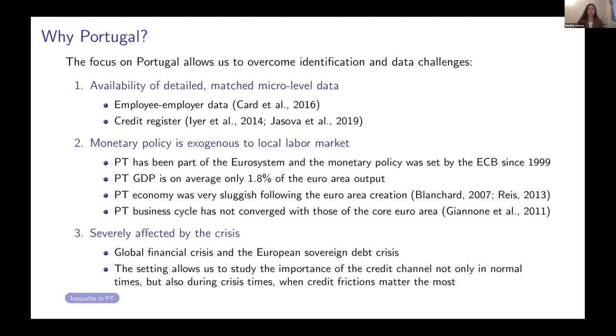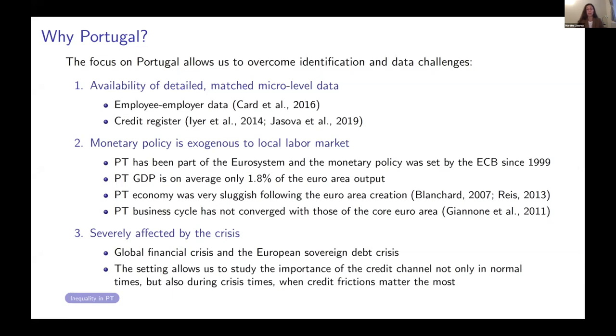Now, importantly, Portugal contributes only very little to the euro area GDP, and more relevant, the Portuguese economy has been very sluggish following the euro area creation, and there's growing evidence showing that the Portuguese business cycle has not fully converged with the core euro area. So you would be thinking that the monetary policy softening actually hits the Portuguese economy at times that aren't exactly reflecting the nature of the Portuguese business cycle. Now, we will take additional steps in our identification to be more cautious about the exogenous character of the monetary policy, and I'll speak about it just in a couple of slides.